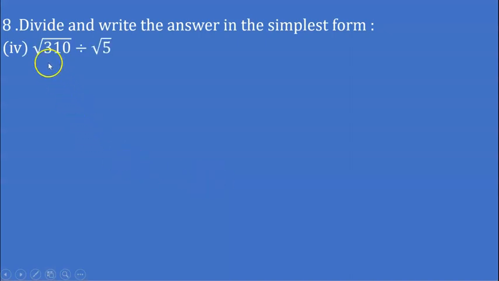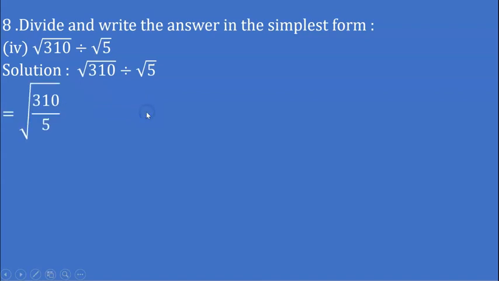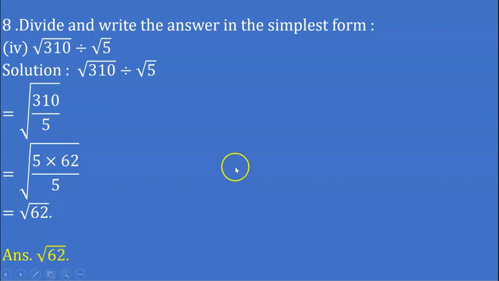Next example, root of 310 divided by root 5. Again, it can be written as root of 310 upon 5. That is 5 into 62 upon 5. 5 gets cancelled. Then you will get root of 62. And this is the simplified form.